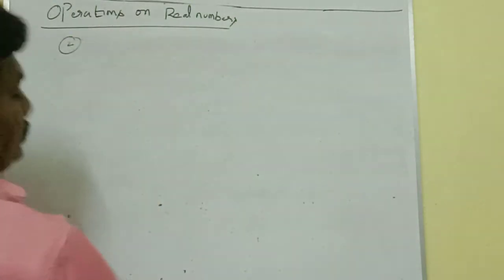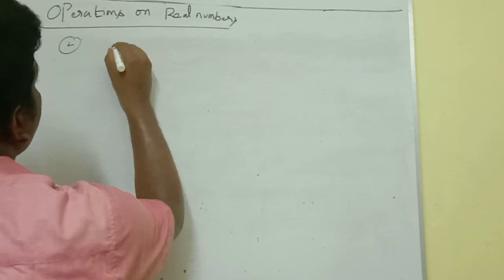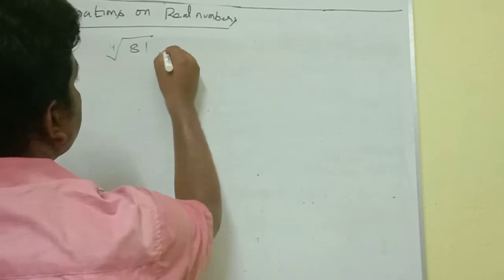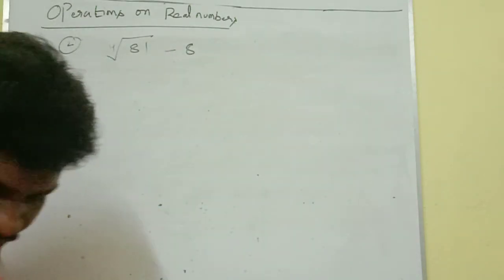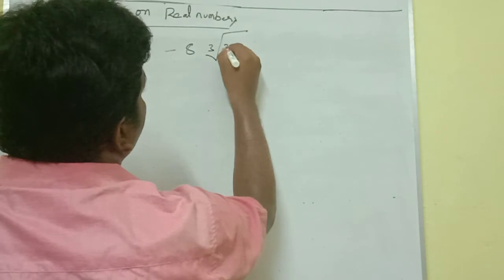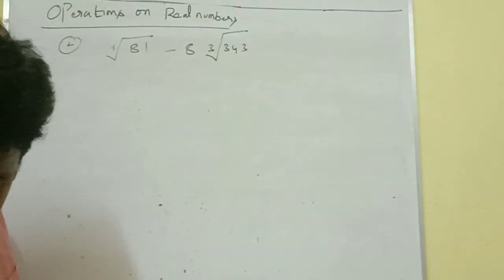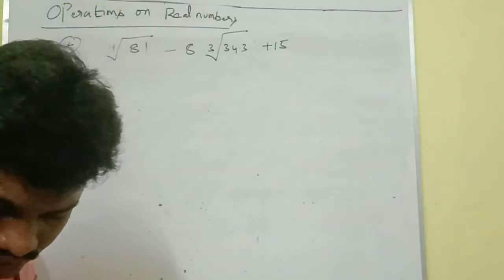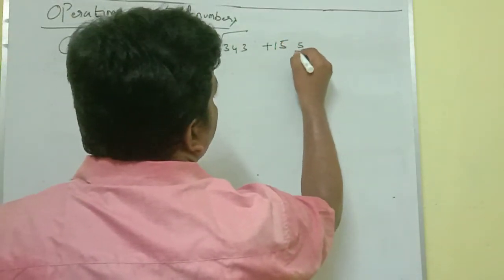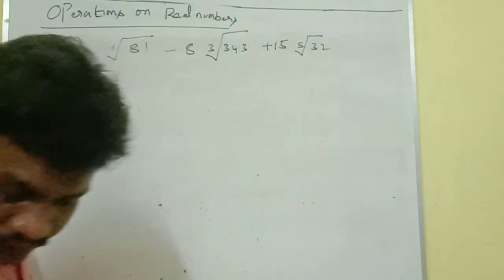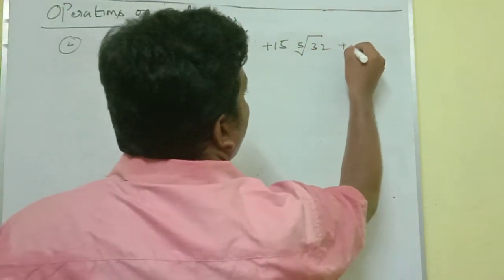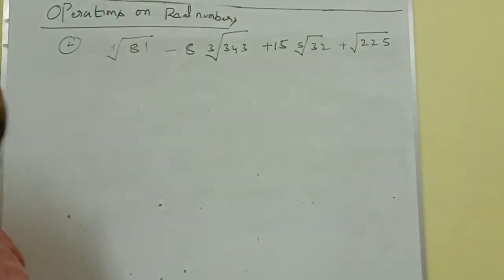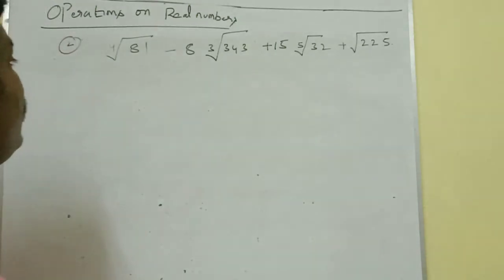Question number 2, you can write: simplify fourth root of 81 minus 8 into cube root of 343 plus 15 into fifth root of 32 plus root of 225. So this is the question. You have to solve this question. So it is very simple now.